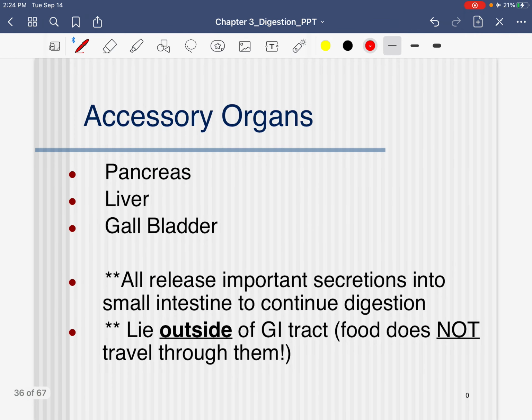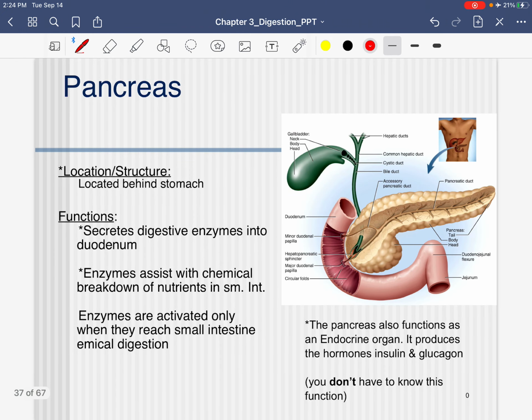So we have three main accessory organs: pancreas, liver, gallbladder. What they have in common is that they produce and or release important secretions. Mostly what we're talking about is enzymes, things that speed up chemical digestion of nutrients. Let's take them one by one.